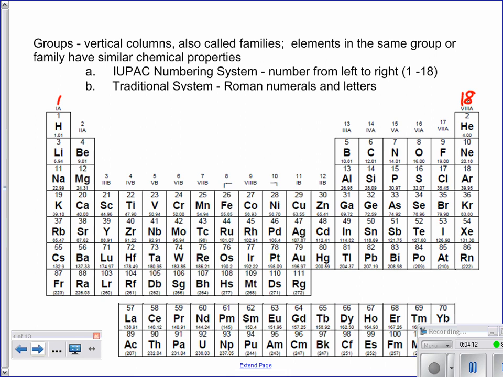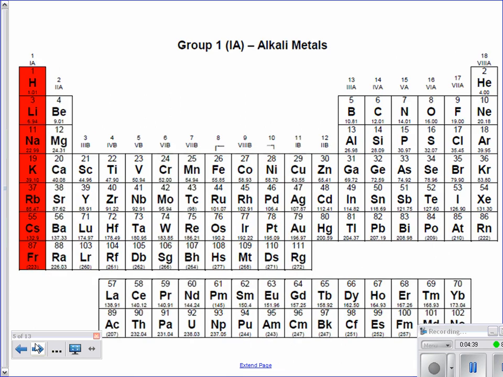And what you should see from that is that these two groups and these 6 groups over here all have an A associated with those, whereas this drop-down group in here has a B associated with it. So the A is known as your representative elements or your main group elements, which we'll talk about later on. Okay, so now we can break down our groups.